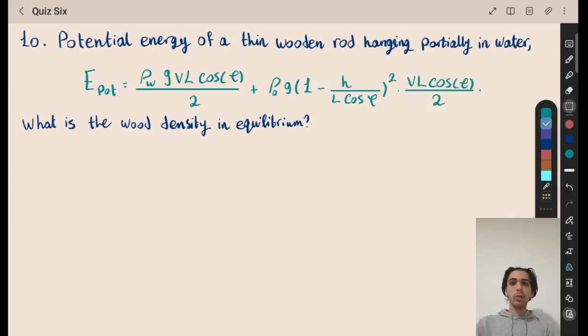Potential energy of a thin wooden rod hanging partially in water. What is the wood density in the state of equilibrium?